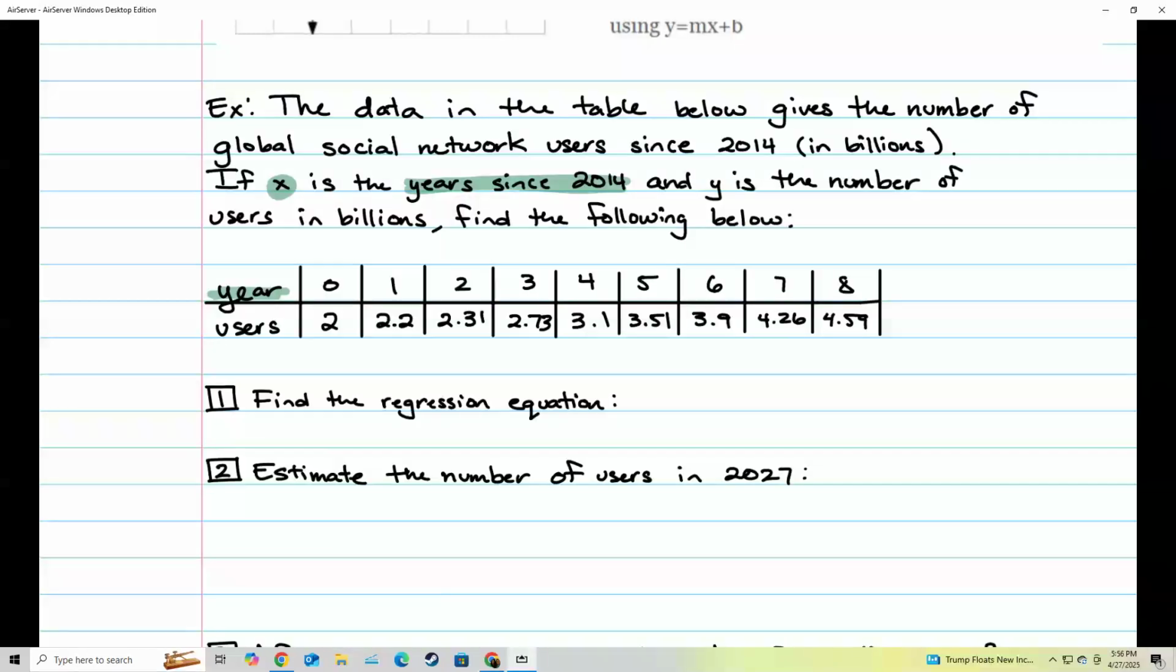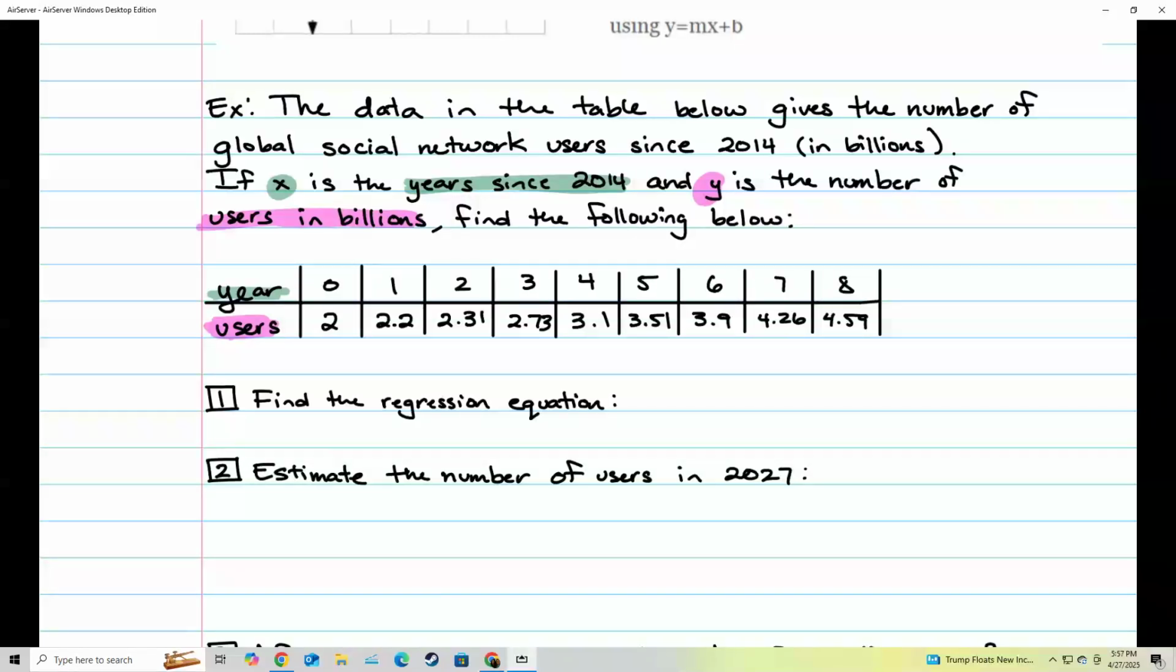And then as far as the y value over here, it says it is the number of users in billions. So this is how many people have actually been on social media. So here they said in 2014, there were 2 billion users, okay? And then the next one would be 2.2 billion users in 2015 and so on and so forth. All right, so hopefully you understand what the table represents.